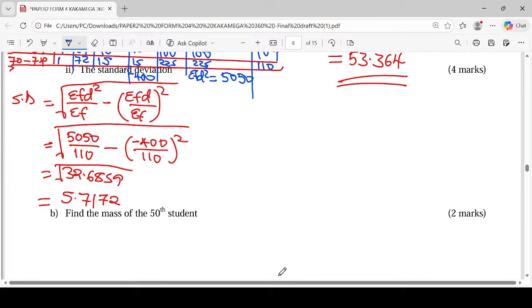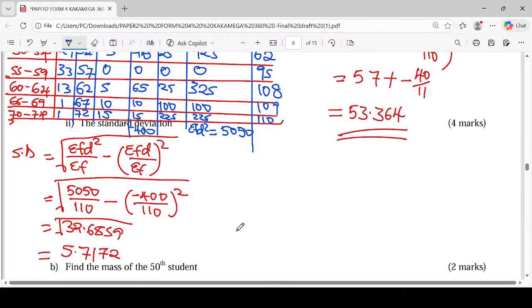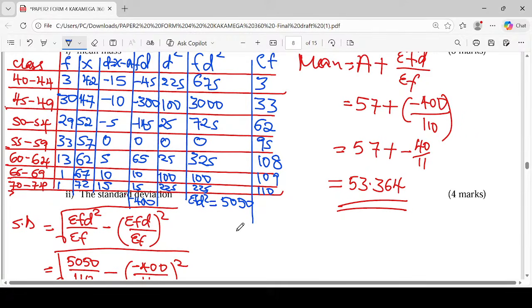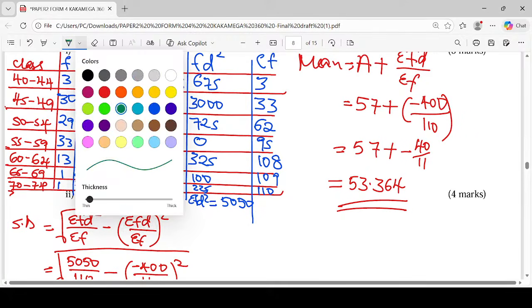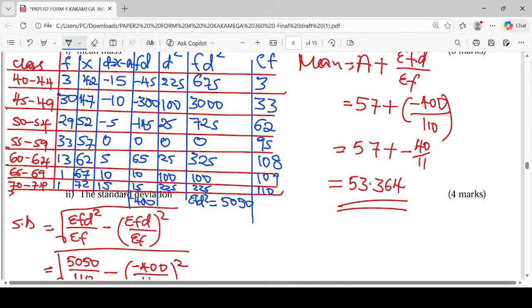So after that, because now we want to get the mass of the 50th student, what we are going to do here, ladies and gentlemen, we are going to see where 50 falls in our cumulative frequency column. So when you look at it well, 50 falls in 62. It cannot be at 33 because 50 is more than 33, but here at 62, 50 fits. So this class is the class where the mass of that 50th student falls. I've used my CF column to see where 50 lies. Then I've now identified my class.